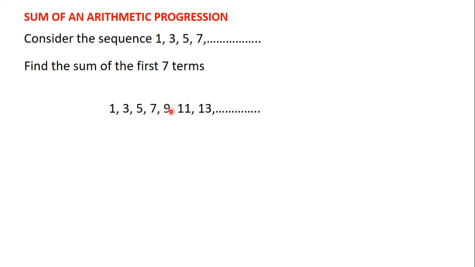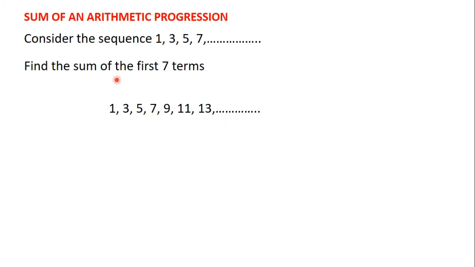To get the term after 9, you add the common difference, which is 2, to 9. So 9 plus 2 will give us 11. To get the term after 11, you add 2 to 11, and that will give us 13. These are the first 7 terms. So we have 1, 3, 5, 7, 9, 11, 13.